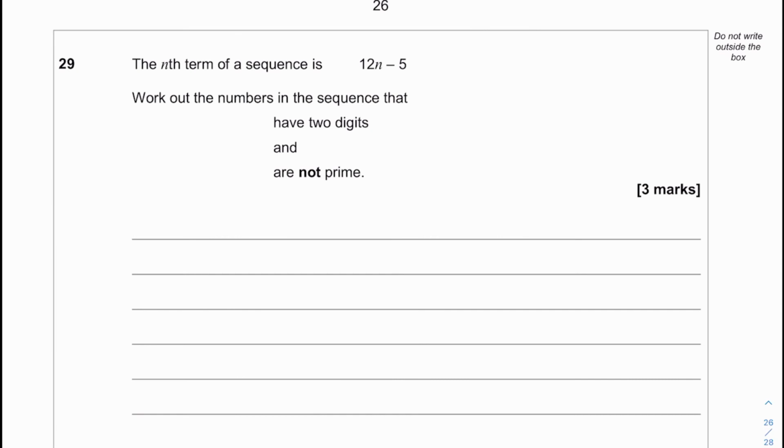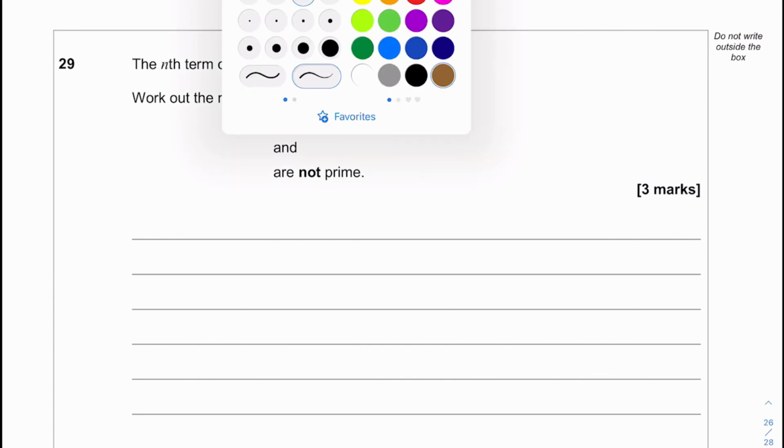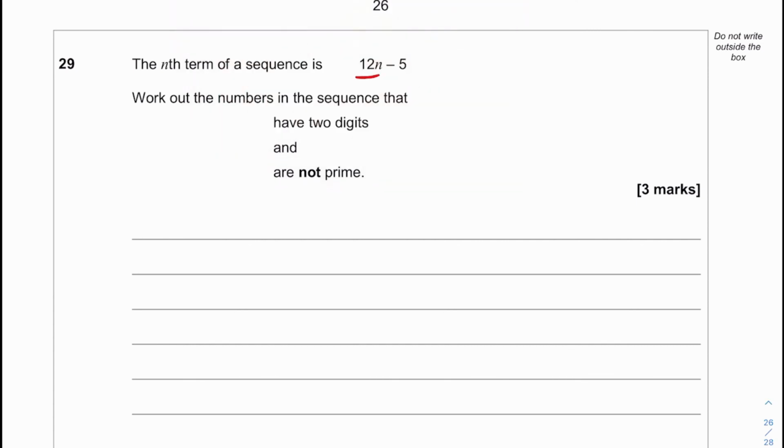Okay, so question 29, we are given the nth term of a sequence, which is 12n minus 5, and we need to work out the numbers in the sequence that have 2 digits and are not prime. So the way I'm going to work this out is by first of all writing down 12n, so we can say 12n is equal to, and all we have to do is write down the multiples of 12, so we've got 12, 24, 36, 48, 60, 72, 84 and 96.